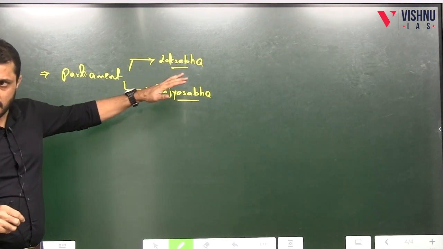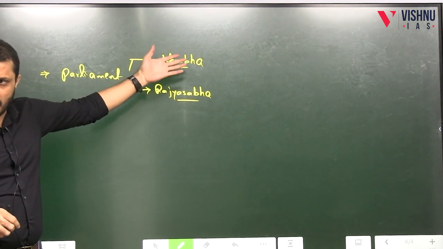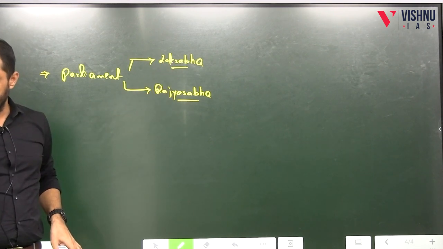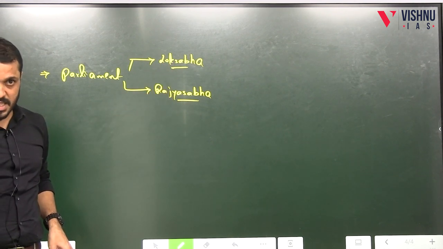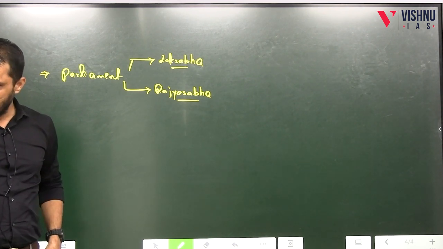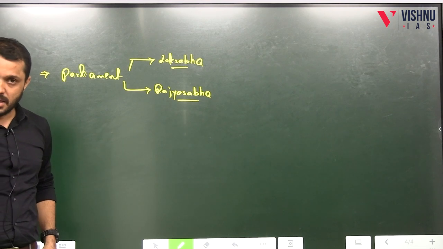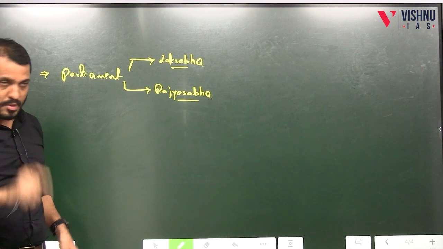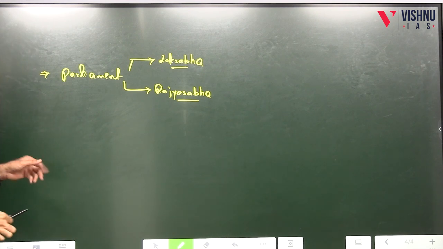If a person might be a member in Lok Sabha or a member in Rajya Sabha, we use a common word to denote the members. That common word is known as MP, member of parliament. MP means the person might be a Lok Sabha member or a Rajya Sabha member. Use the common word MP, member of parliament.